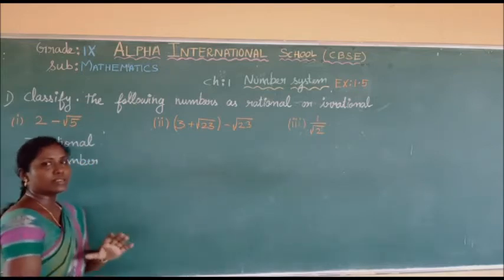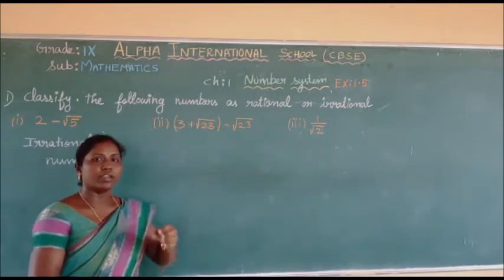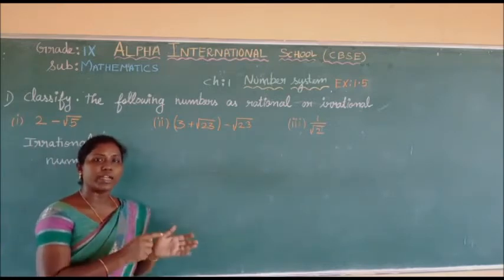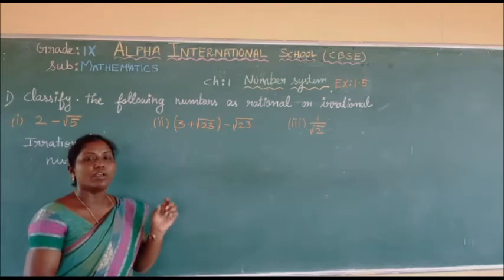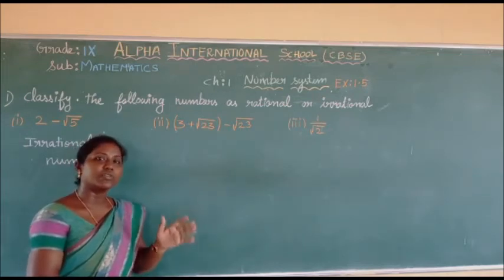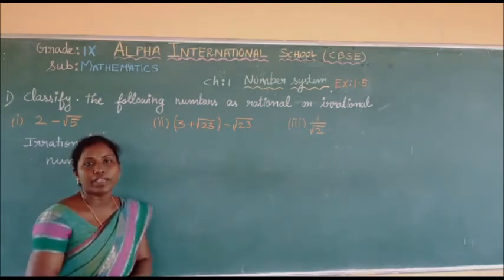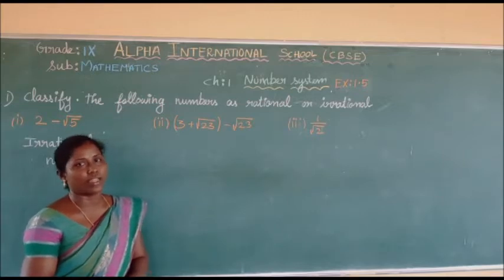So using this one example, you can conclude that whenever you subtract a rational number from an irrational number, or an irrational number from a rational number, surely the result will be an irrational number only.